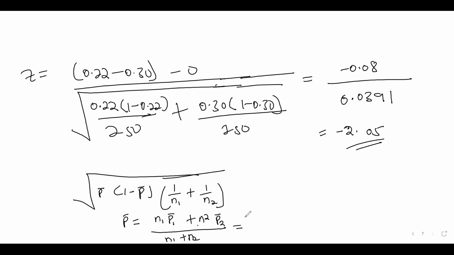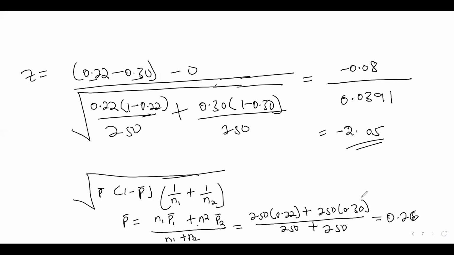So this would have given us 250 times 0.22 plus 250 times 0.30, because the P1 and P2 are here, all over 250 plus 250, all right? So when you punch this, you are going to get 0.26. So 0.26 is the pooled proportion.